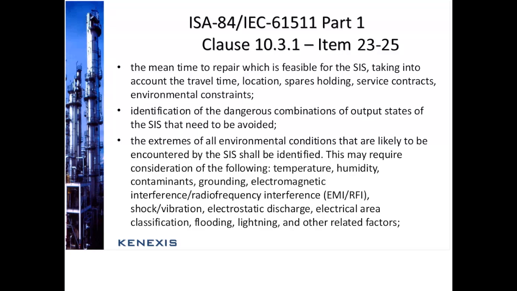The identification of dangerous combinations of output states of the SIS that need to be avoided. This is looking at your logic and your cause and effects diagram to make sure you identify that there are no hazards with the way the SIS has been programmed. The extremes of all the environmental conditions, and I'm not going to cover all these, but this includes temperature, humidity. You don't want to put your logic controller in an exposed environment where corrosion and erosion could take place. All of these things need to be looked at and documented.